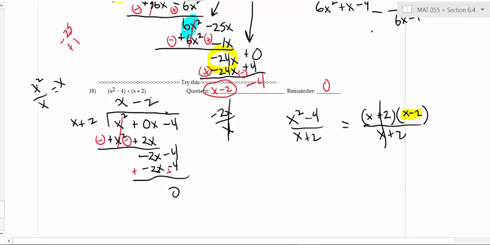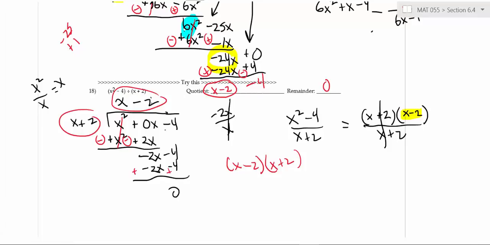How would you check this problem to make sure it's right? You take this and you multiply it by what? By this. If you do that with FOIL, you would get x squared minus 4. If you go through the details, that's what you would get. Any questions about that? Now long division, like anything else, you've got to practice it and work on it a little bit.